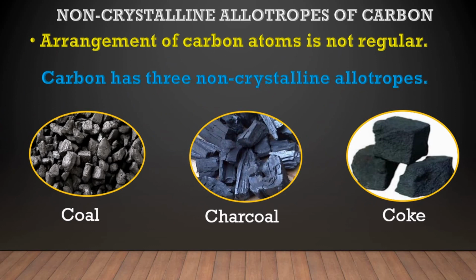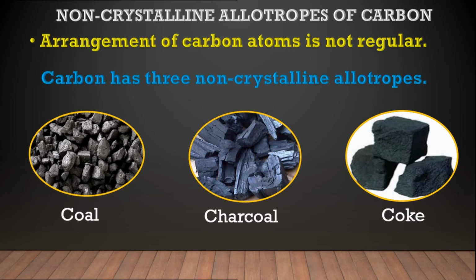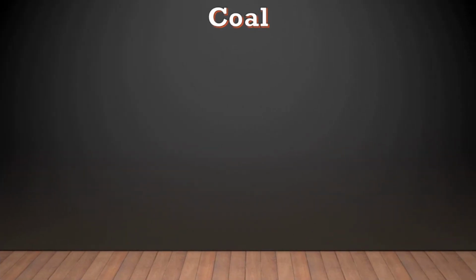Let us discuss the first one of the non-crystalline allotropes of carbon, that is coal. Coal is a fossil fuel. It contains carbon, hydrogen, oxygen, nitrogen, phosphorus, and sulfur. It occurs in the solid state and it is of four types.